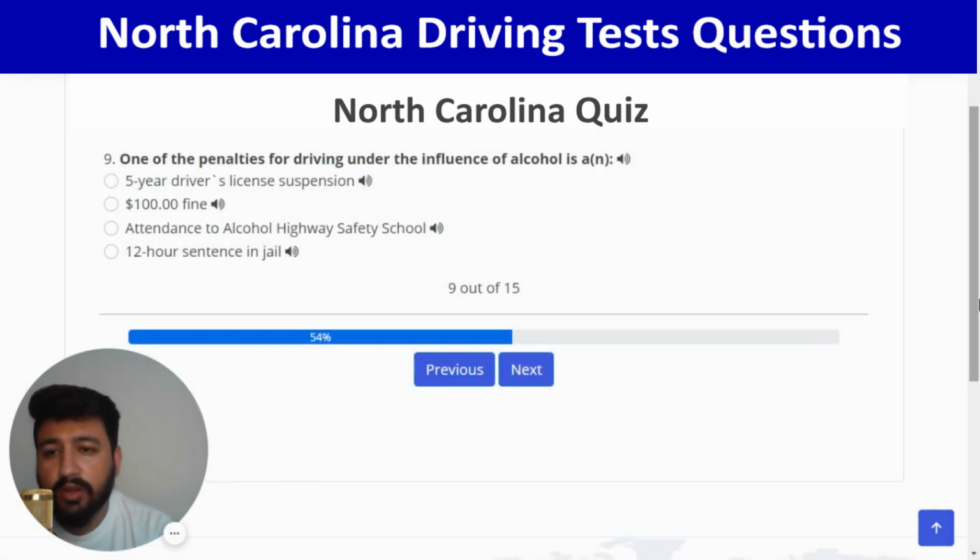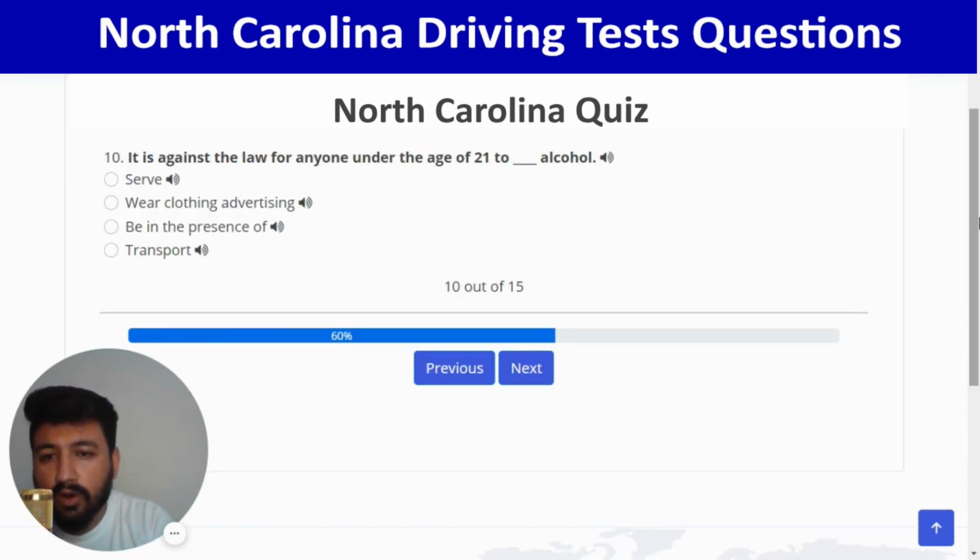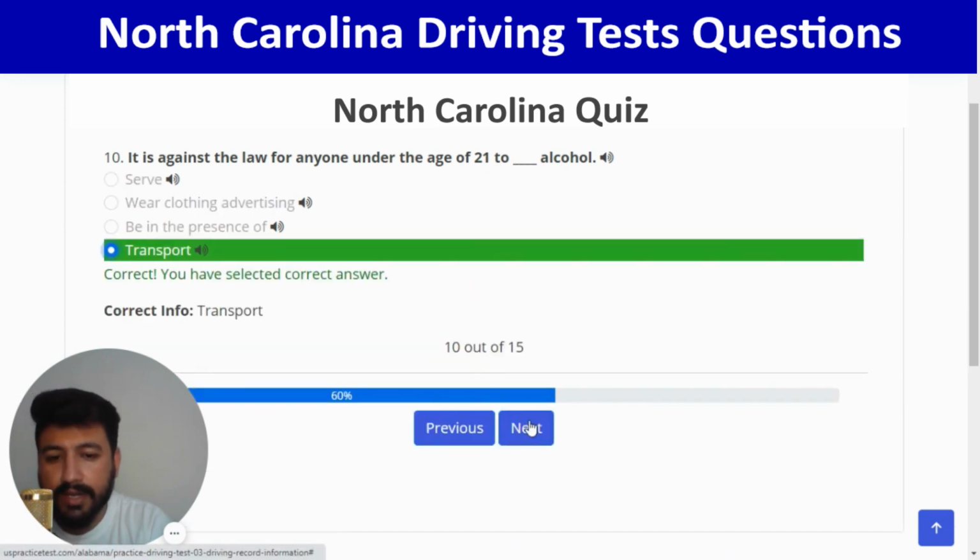Next question. One of the penalties for driving under the influence of alcohol is a... The right answer is attendance to school highway safety school. So I'm going to click on the third option, correct, and next. It is against the law for anyone under the age of 21 to blank alcohol. The right answer is transport. So let's click on the last option, correct, and next.